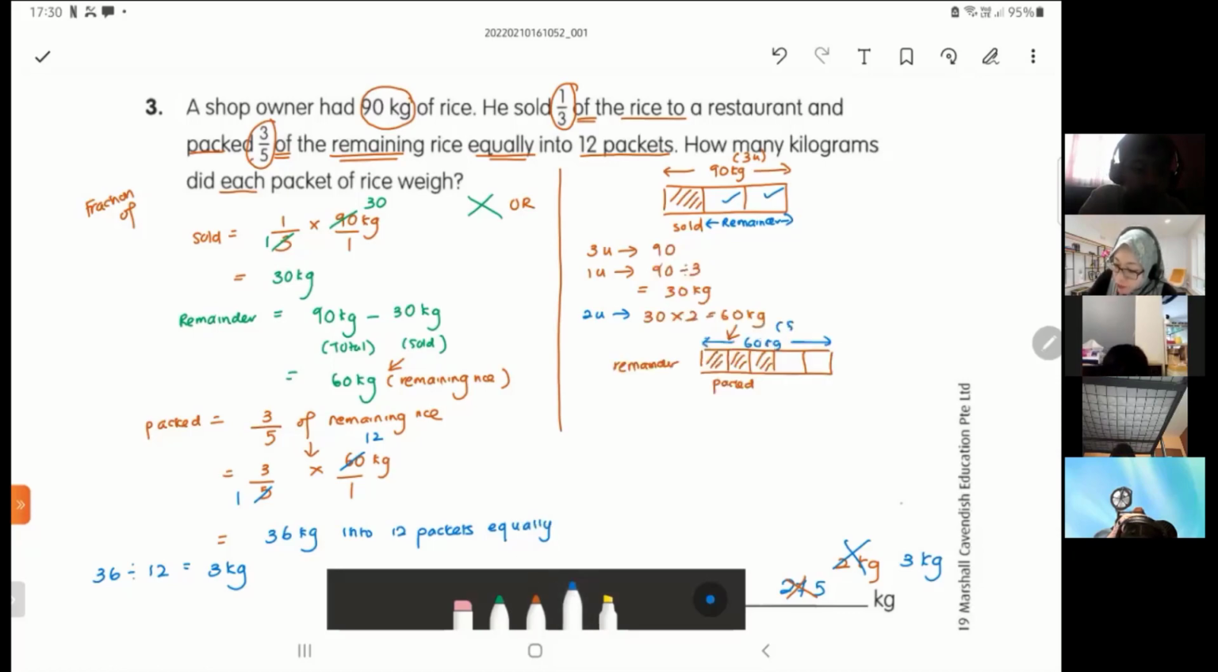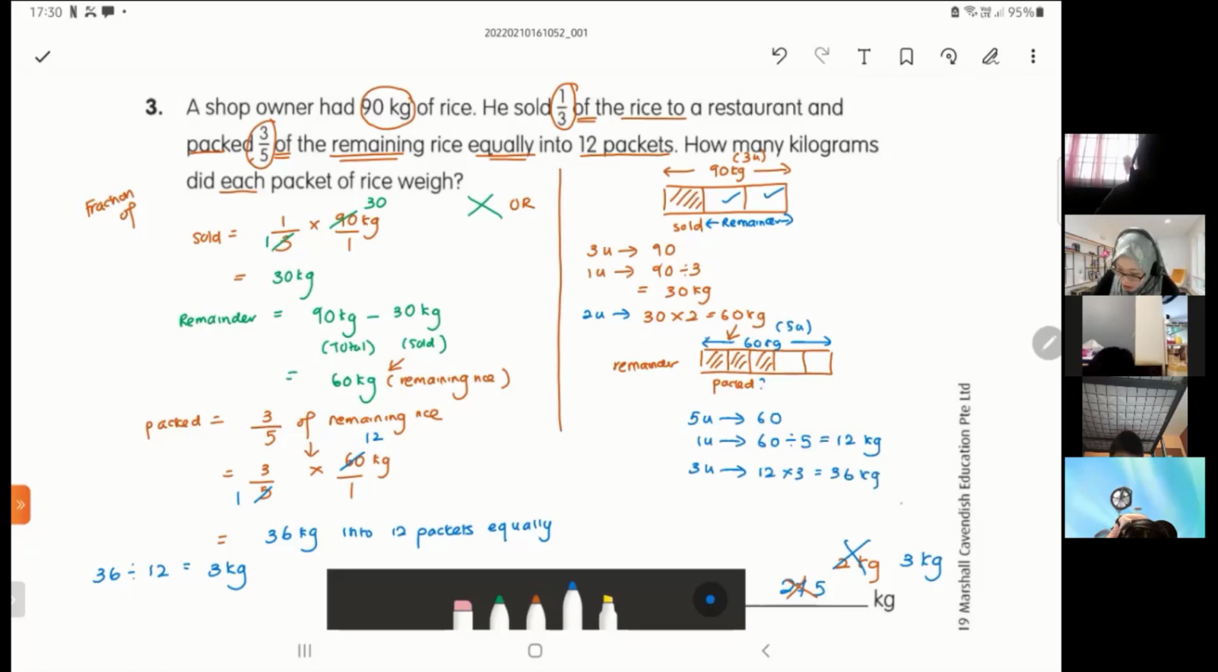So this is 5 units. So 5 units is 60. 1 unit is 60 divided by 5. I get 12 kg. Now I want to find the one that I packed. That will be 3 units, which is 12 times 3, 36 kg. Now, I want to know how much each packet weighs. Same thing, 36 divided by 12 equals 3 kg. Can you see that the answers are the same, just with 2 different methods? Okay?